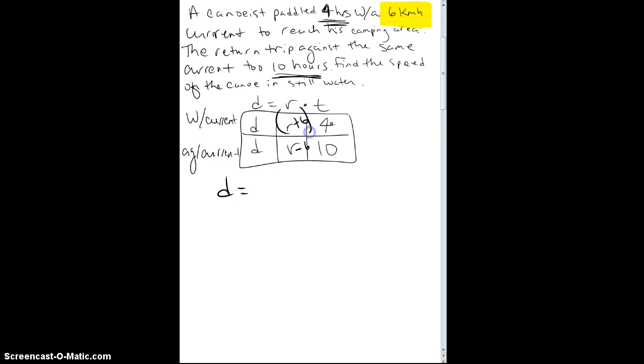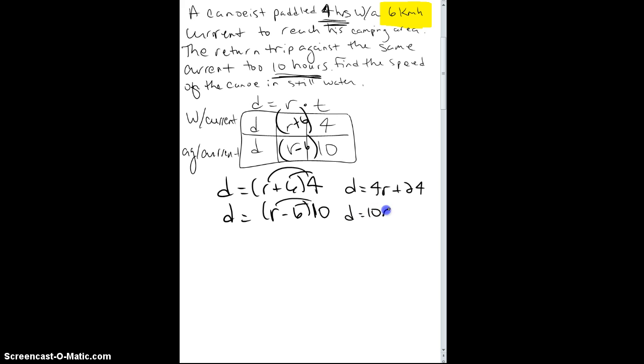So I get my two equations. Distance equals rate times time. And over here I get distance equals, and again you need parentheses, rate times time. Times 10. All right, so I need to distribute these. Distance equals, I distribute that and get 4r plus 24, and distribute that and get distance equals 10r minus 60.